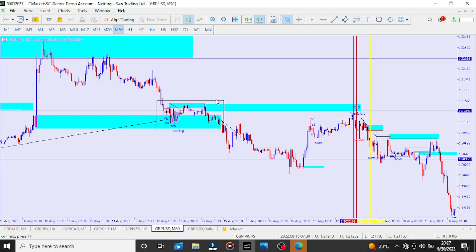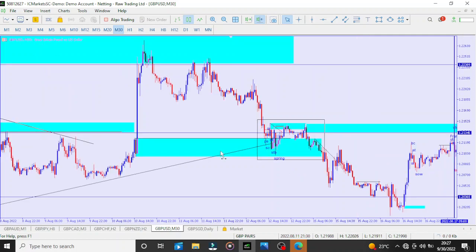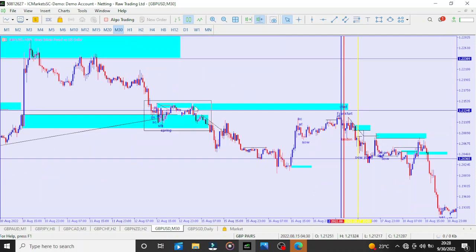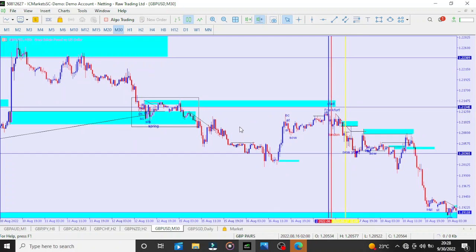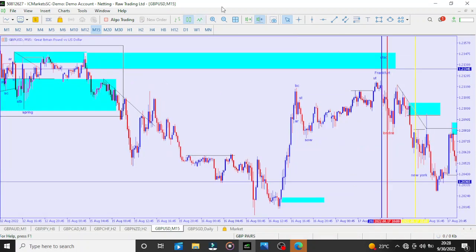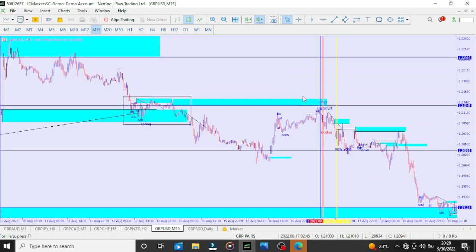Because this supply zone sponsored the break of this significant demand zone. The price didn't have to go below this demand zone. So since this supply zone broke this significant demand zone, I immediately placed a pending order.